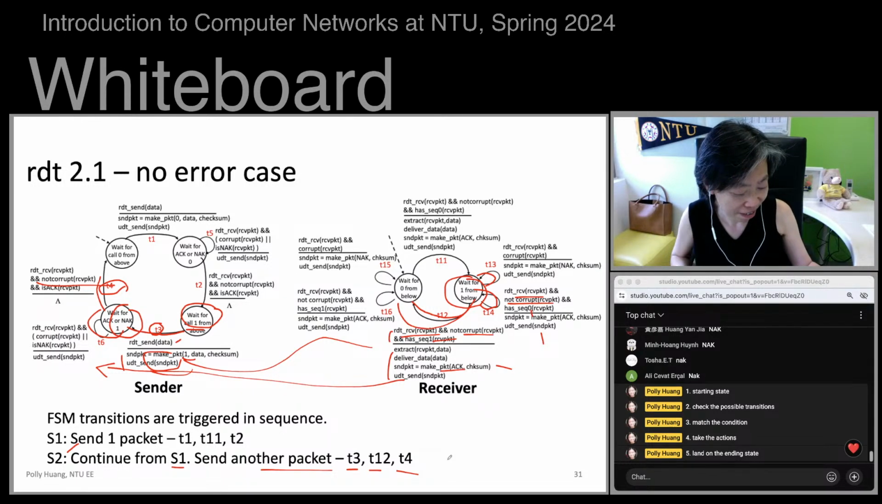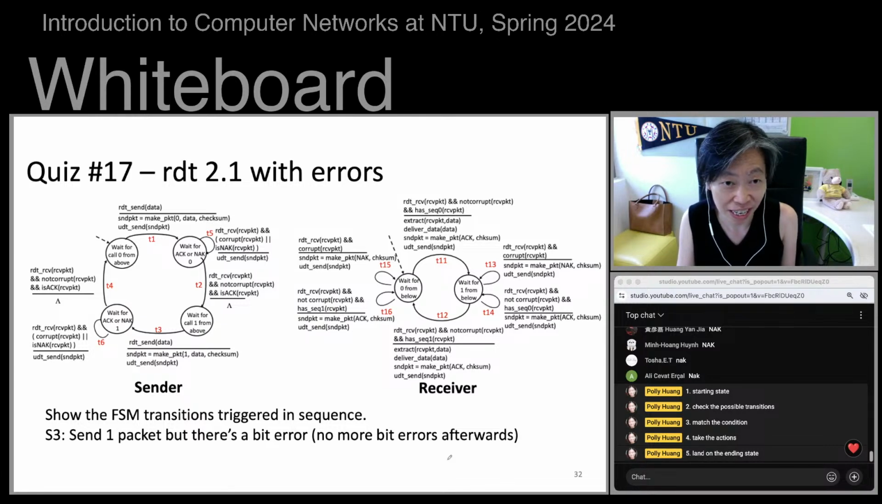Now that's the exercise, with quiz 17. This is the case where we have errors. This is again the sender side of the finite state machine, and this is the receiver side of the finite state machine.